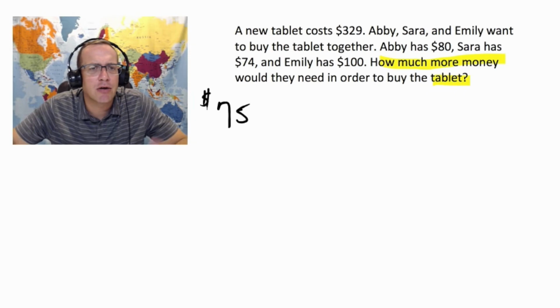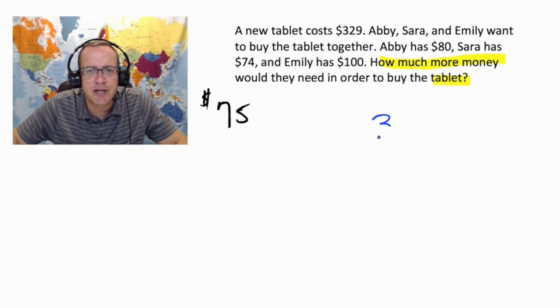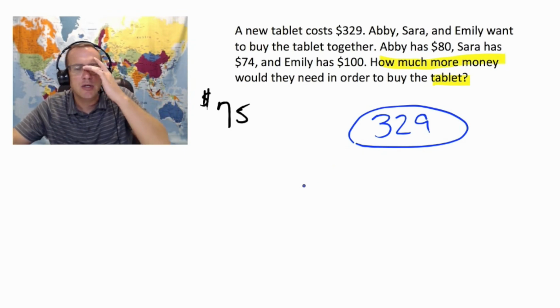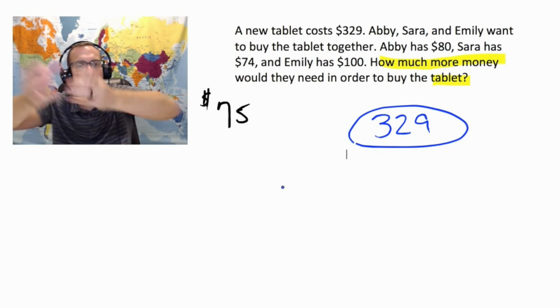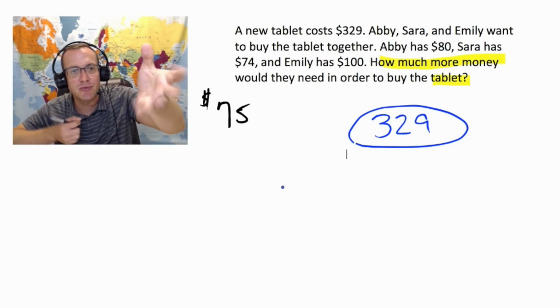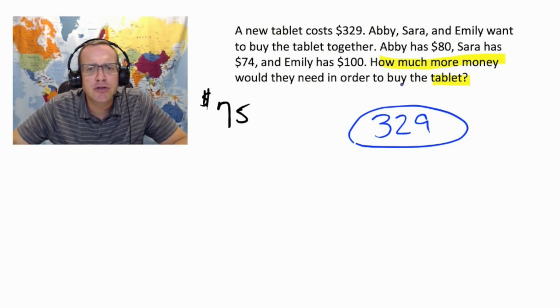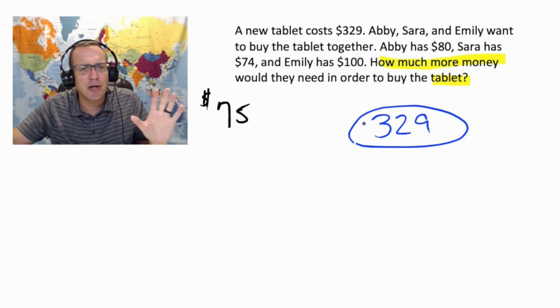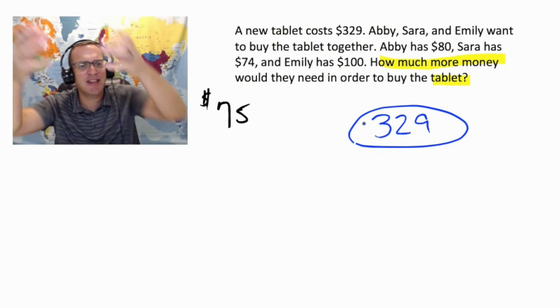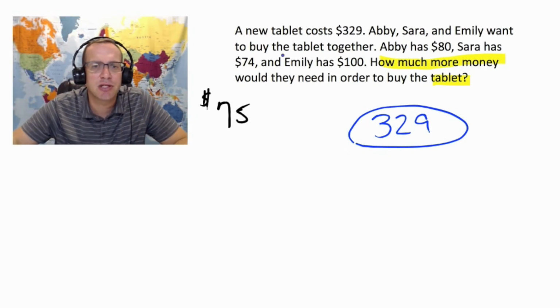Okay, so what's the best way to solve this problem? Well, I know that our end goal is to have $329, right? That's how much this thing costs. So we've got to get up to this amount eventually. So I want to figure out how much money each girl has, and then we can take that away from the 329, right? How much more to find our answer. So you could do 329 minus 80, and then take that amount minus 74, that amount minus 100. But I would rather add up all the money first and then take it away from the price. I think it's going to be a little bit simpler.